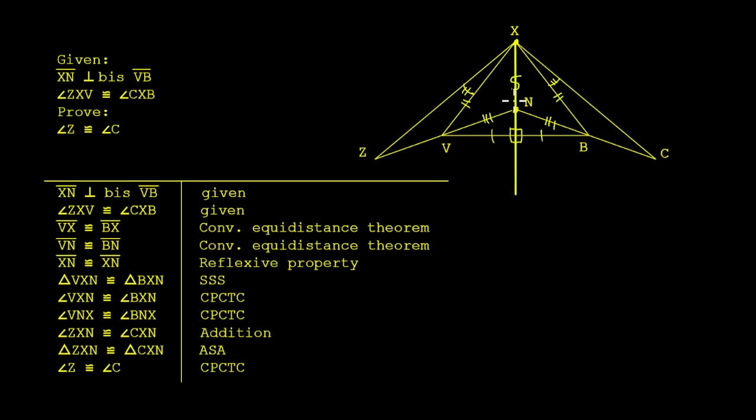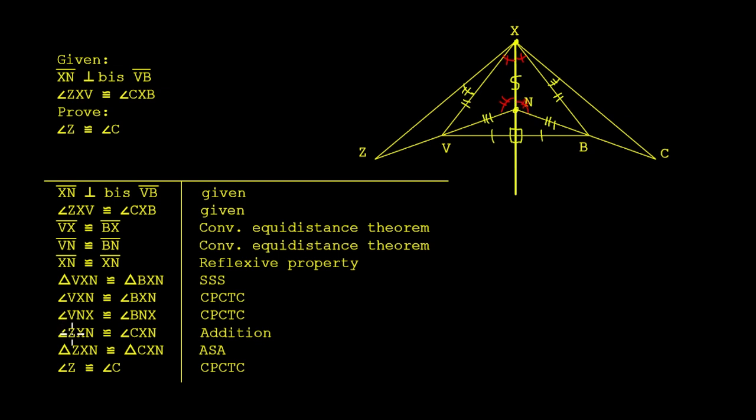From there, we're going to continue in red just to try and keep everything as clear as possible, because there's a lot of markings on this diagram. Angle VXN is congruent to angle BXN, CPCTC. Corresponding parts of congruent triangles are congruent. So angle VXN right here is congruent to angle BXN over there. And then angle VNX is congruent to angle BNX, CPCTC again. Angle VNX right here is congruent to angle BNX on this side.